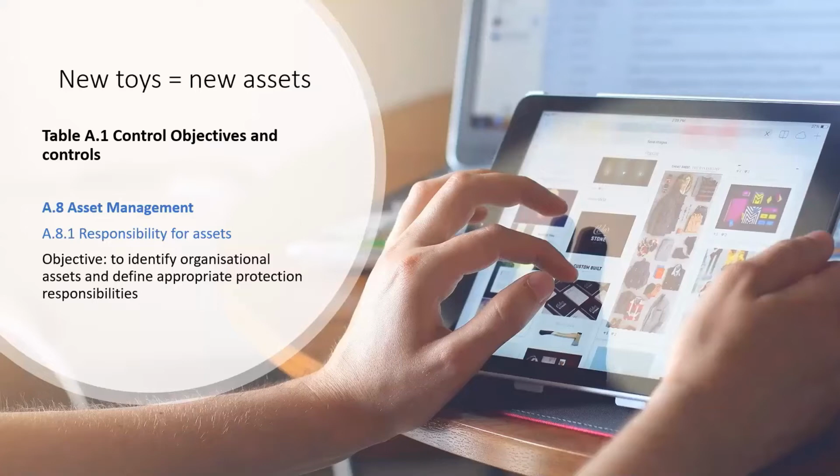associated controls, asset management comes up in section A.8. Today we're just going to focus on the requirements associated with responsibility for assets in A.8.1, where the overriding objective is to identify organisational assets and define appropriate protection responsibilities.